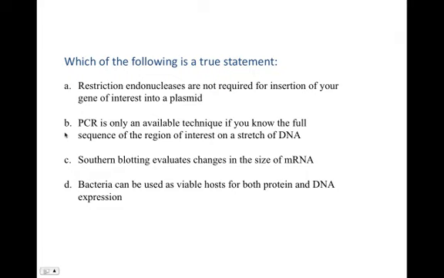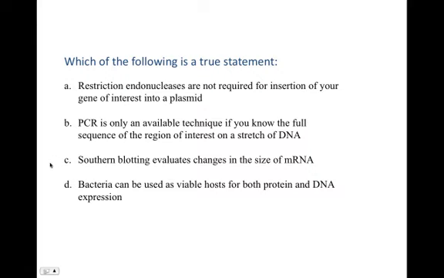B. This is also a false statement. PCR can be used, and you only require knowledge of short, flanking regions of DNA, short stretches, 15 to 20 nucleotides, so that you can generate homologous primers that can bind the complementary stretch of DNA. It is not necessary to know the sequence of the full region of interest that you're looking at.